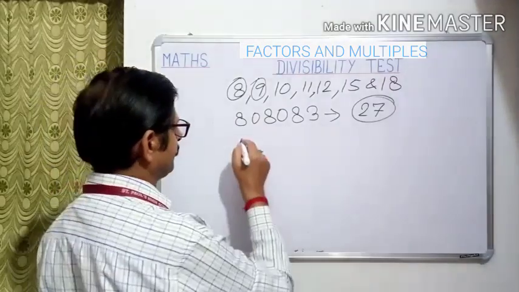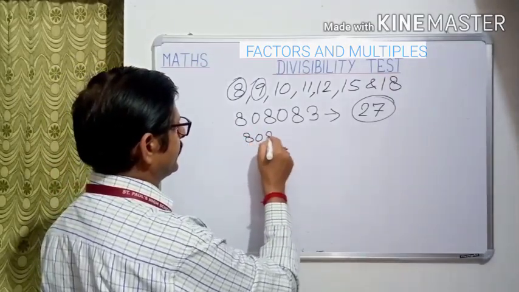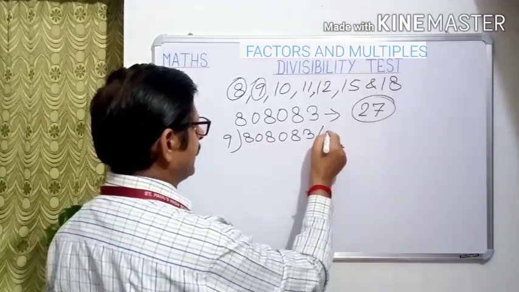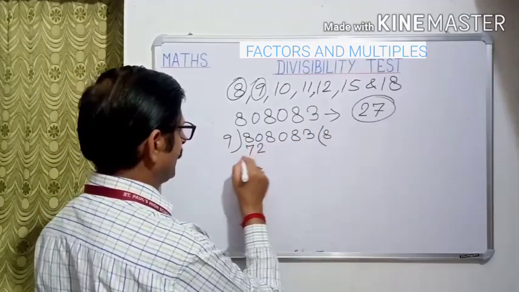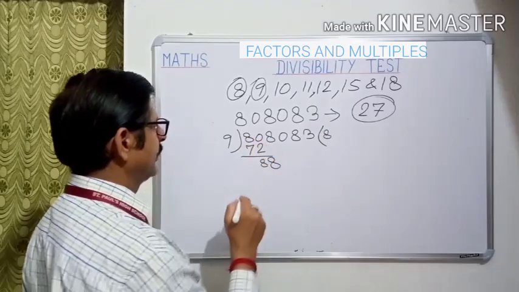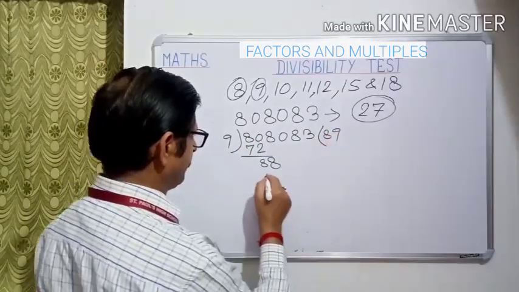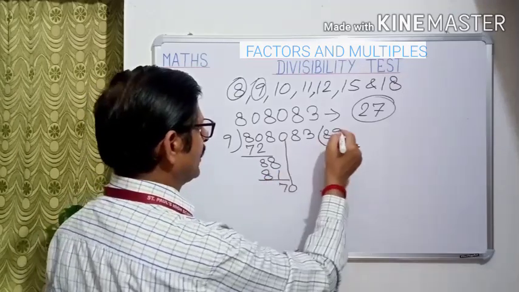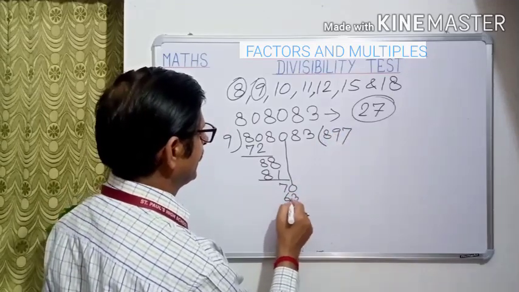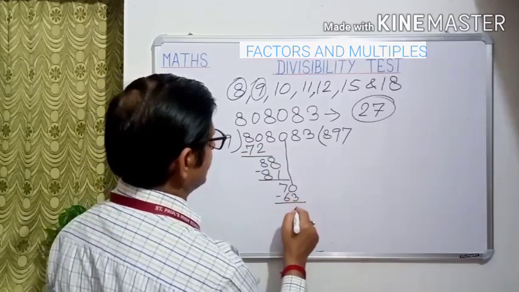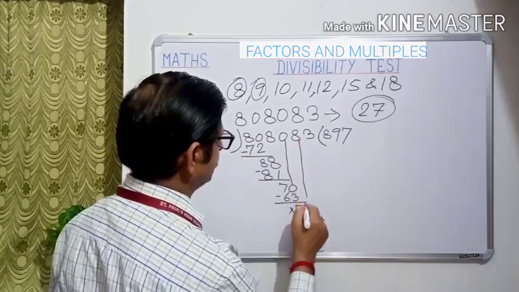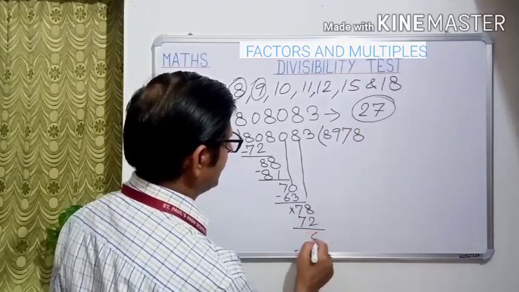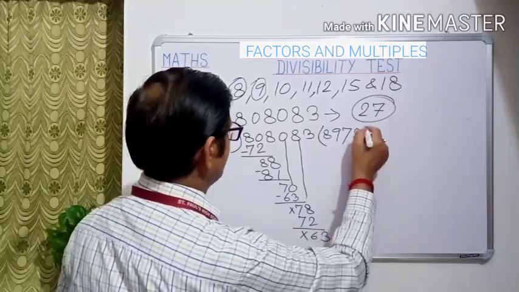Let us check it. 808083, and try to divide it by 9. 9 eights are 72. 8 8. 9 nines are 81. 7 0. 9 sevens are 63. 7 8. 9 eights are 72. 6 3. 9 sevens are 63.